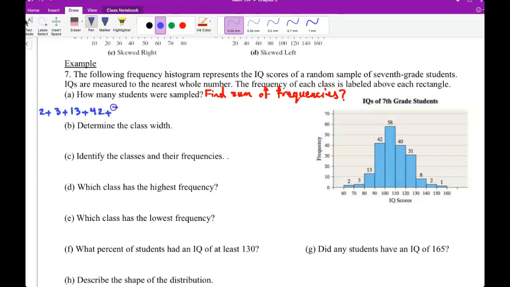Plus 42, 58, 40, 31, 8, 2, 1. In total, we should have 10 numbers because we have 10 classes here. That is equal to 200. So we have 200 students.